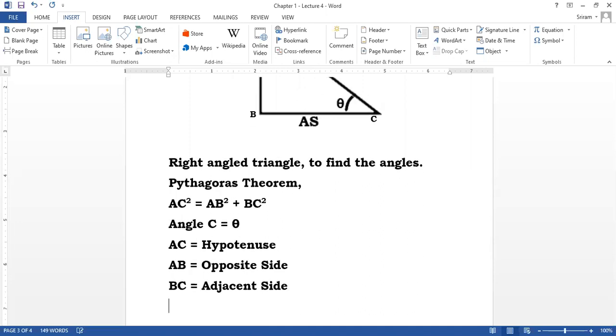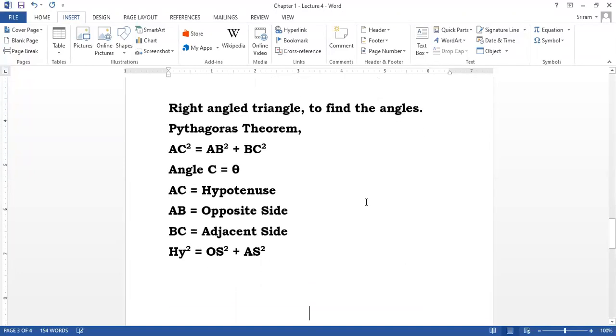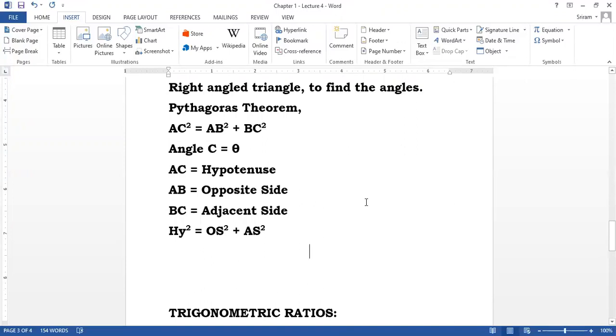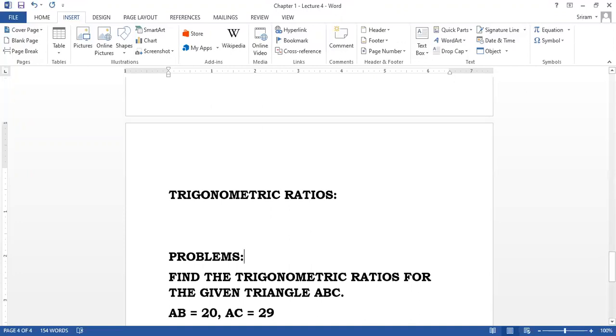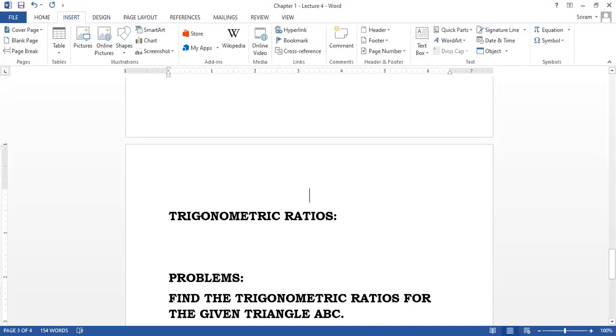That is the reason why in general we say hypotenuse squared is equal to opposite side squared plus adjacent side squared. This is the easy idea. Now using this principle, we are going to find the trigonometrical ratios. You know that very well. We have 6 trigonometric ratios.